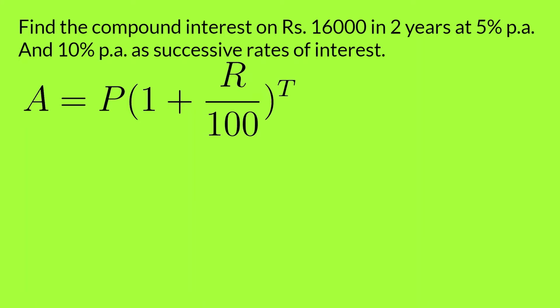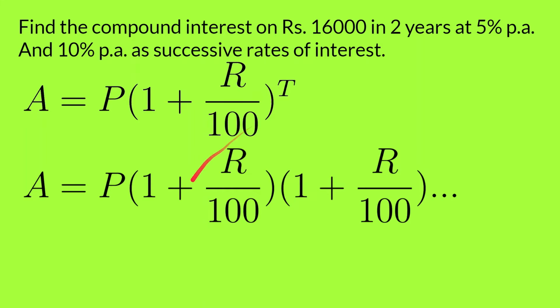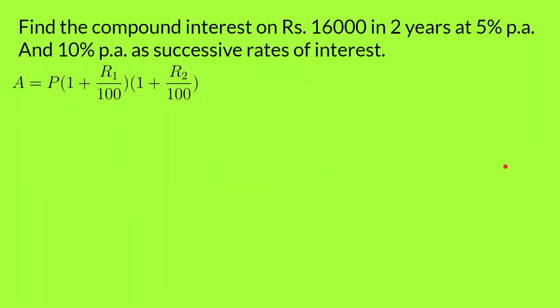So we can write it as A is equal to P into 1 plus R upon 100 into 1 plus R upon 100 and so on. If the rates are different, we can simply write it as R1, R2 and so on. So our formula for this question will be P into 1 plus R1 upon 100 into 1 plus R2 upon 100, and if there were 3 years and 3 rates, you could have taken 1 plus R3 upon 100 too. So here we'll substitute the values.